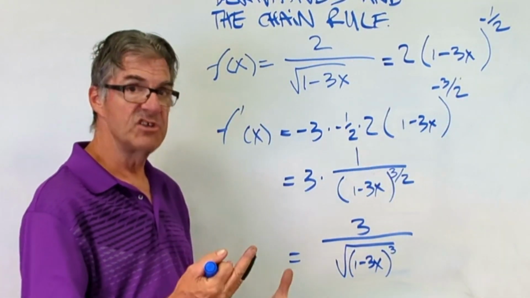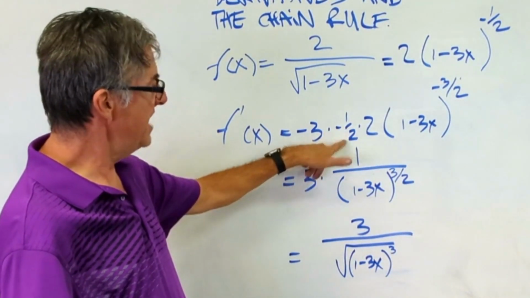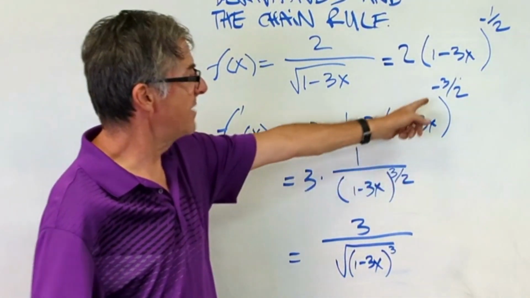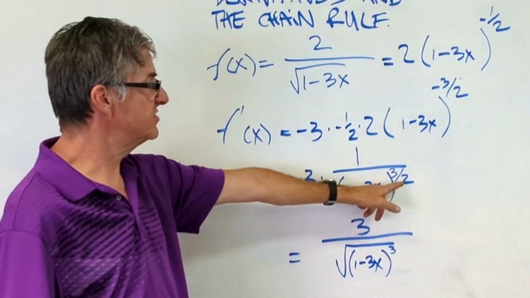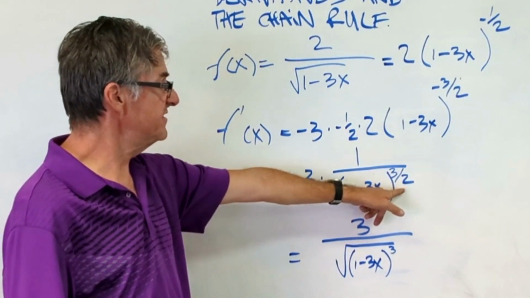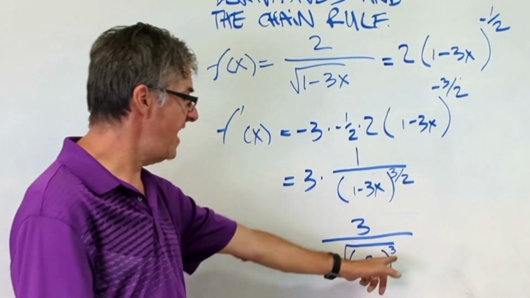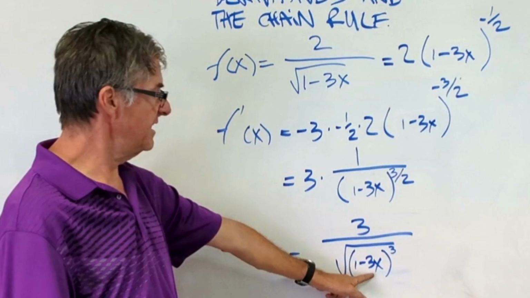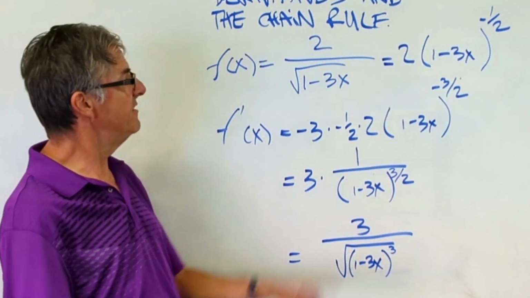Now we're just using a little bit of algebra to combine things up. So negative 3 times negative 1/2 times 2 is just 3. And then what I did is I brought this negative exponent down to the bottom, so I have 1 over 1 minus 3x to the 3/2. Now this can be simplified down. 3/2 is just the square root of that thing to the 3rd power. So I simplified my fractional exponent, made it like so, and then my 3 just goes to the top. So there is my derivative of that composite function.